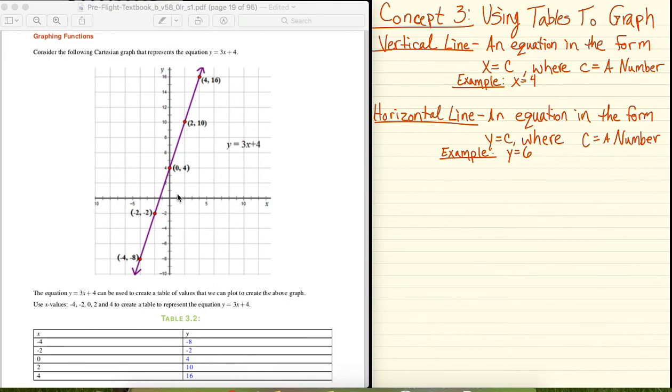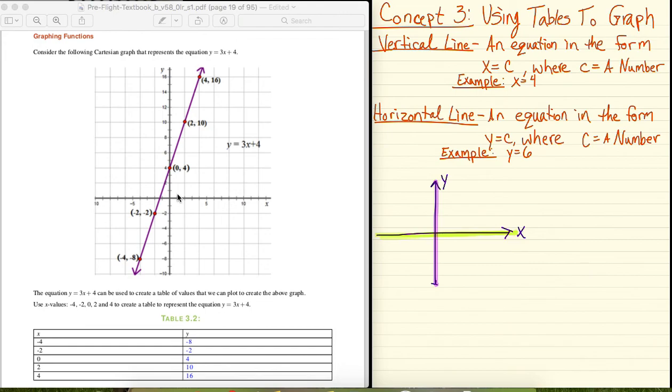So you might want to make a note in your notes here to remind you that on a graph, your x-axis is the horizontal one here, and your y-axis is this vertical one here.